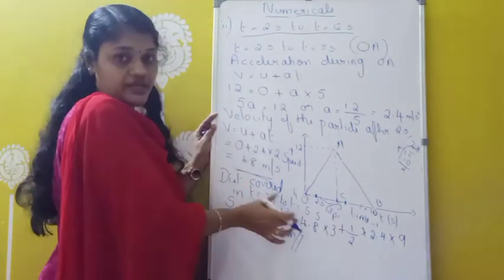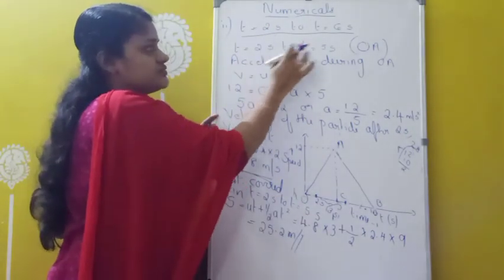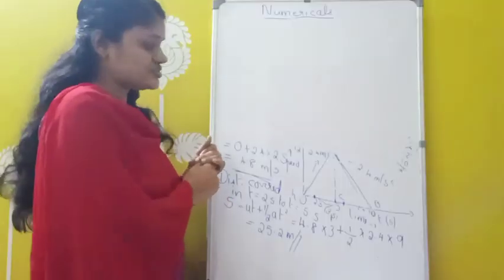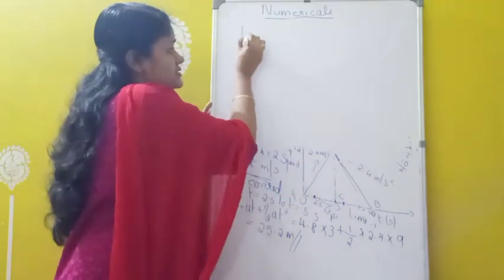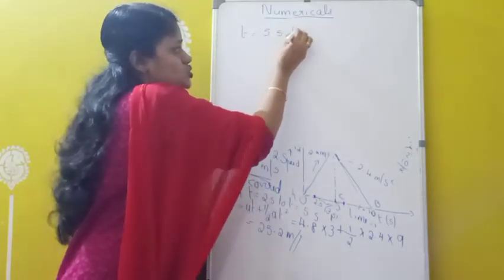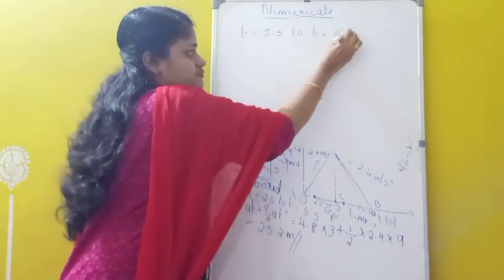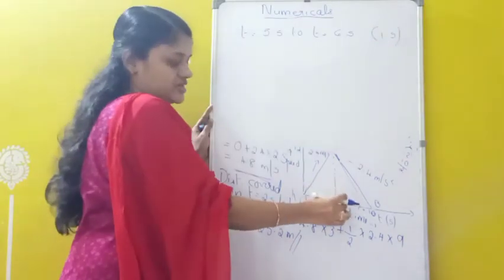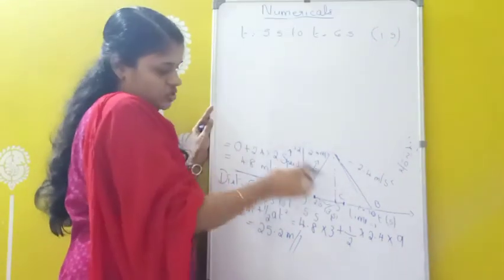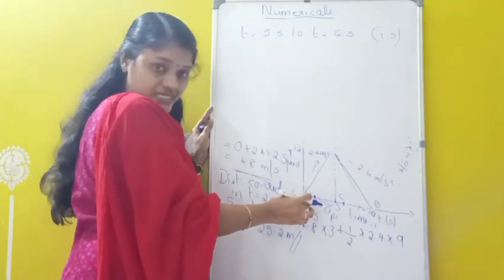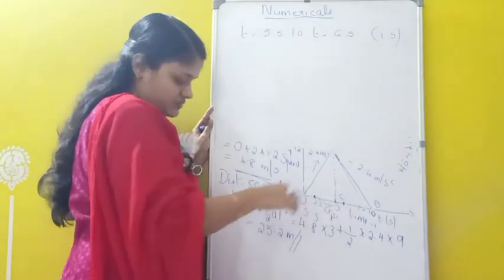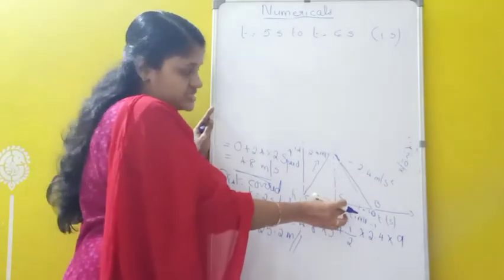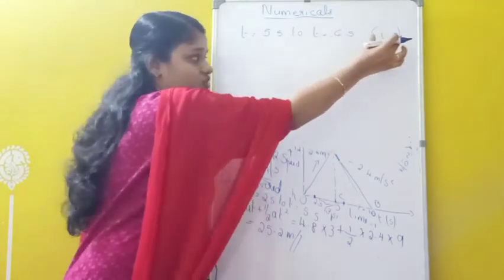Now this one we found out. Again we have another time interval, t equals 5 seconds to t equals 6 seconds. For this second interval, what is the time interval here? 1 second. So in this 1 second we have to find the distance covered. Already we found out from t equals 2 seconds to 5 seconds the distance covered is 25.2 meter. Now we have to find the distance covered from t equals 5 seconds to 6 seconds, that is the 1 second interval.